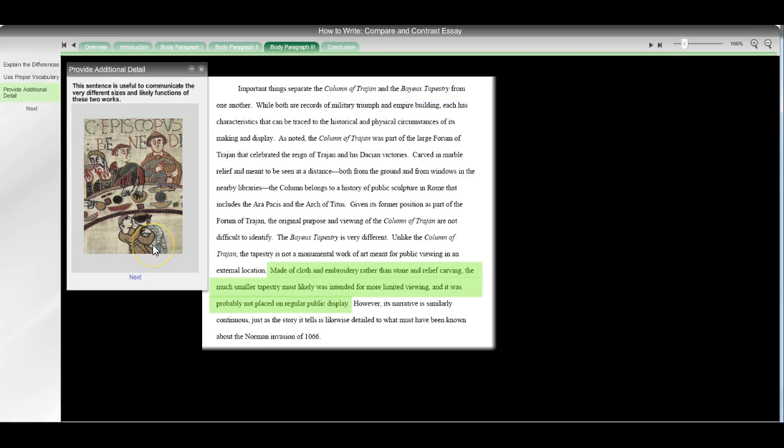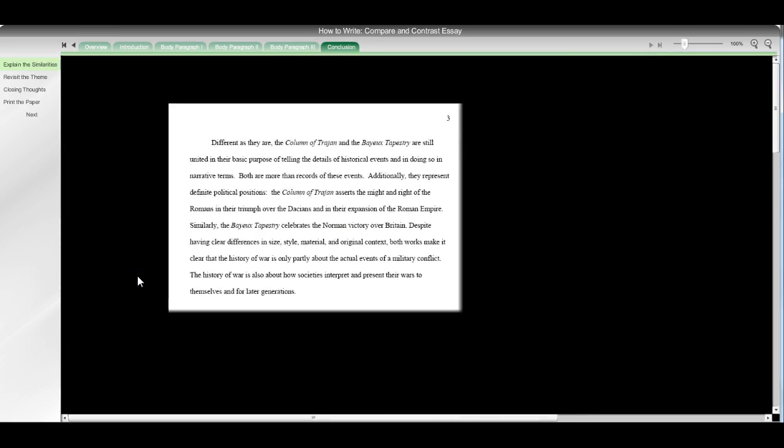Number 15. Provide additional detail. Notice this sentence. This sentence is useful to communicate the very different sizes and likely functions of these two works. Next screen.